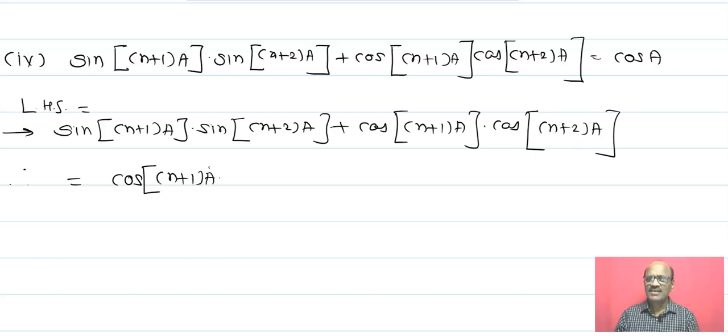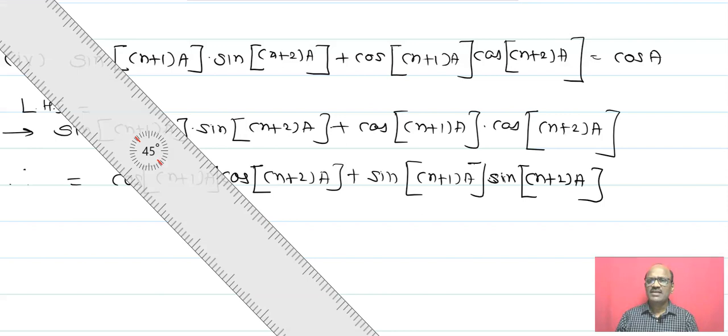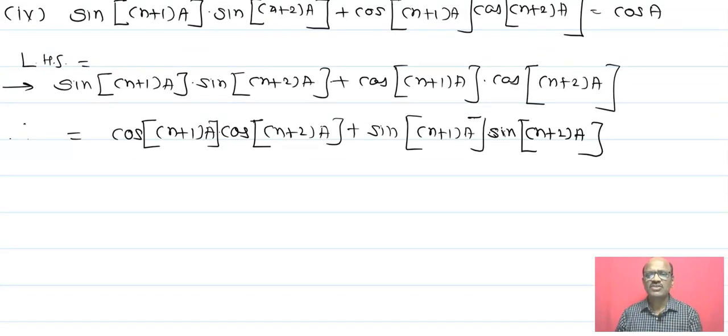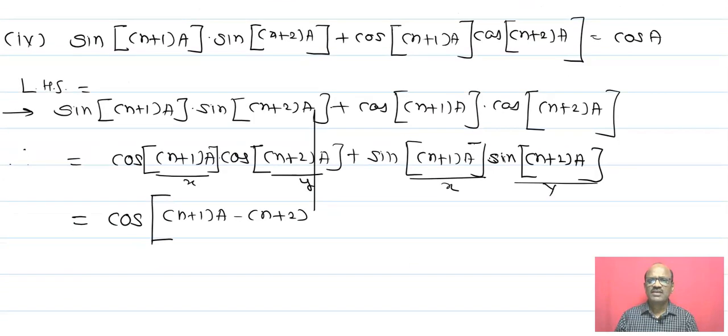Therefore, we will write here cos of (n plus 1) into a, cos of (n plus 2) into a, plus sin of (n plus 1) into a, into sin of (n plus 2) into a. Now see this. This is the expansion of cos of a minus b. What is a here? (n plus 1) into a. What is b? (n plus 2) into a. I have treated them here as x and y. This is the expansion of cos of x minus y. X is (n plus 1) into a, minus (n plus 2) into a.